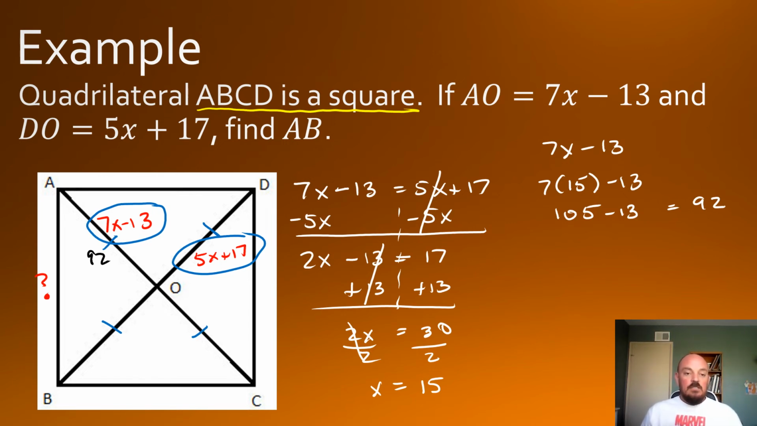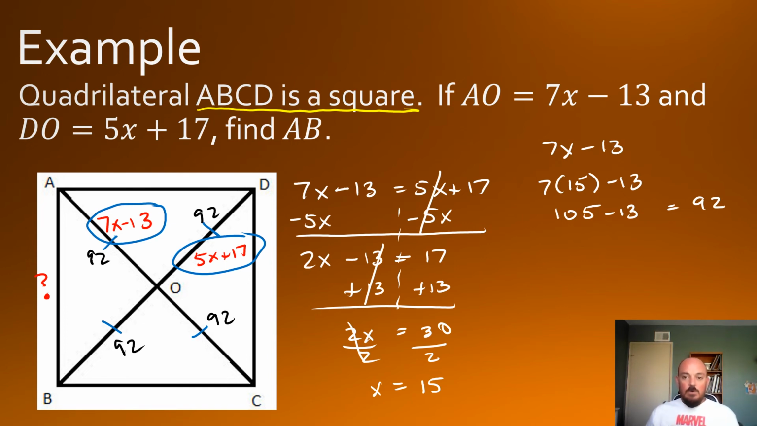Now what that means is the length of all of them are 92, but now's a good time to check your work, because if I plug in 15 into the other one, I should get 92 there also. And maybe I won't write it out, but maybe you do it on a calculator. You do 5 times 15, that's 75. 75 plus 17 does give you 92. So now I'm very confident in my answer. Very confident that all of these sides are 92.